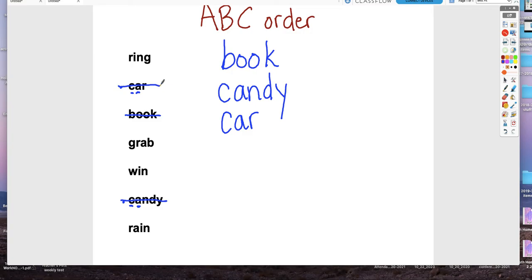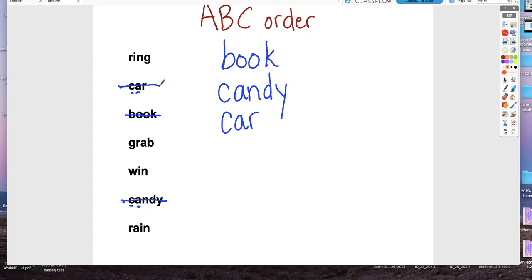Now I have ring, grab, win, and rain left. Which word do we think is going to come next in our list of alphabetical words? Ring, grab, win, or rain? Yeah, Nessa, what do you think, hon? Oh, nice and loud. Can you say it again? R. You think R, one of the words that starts with R, comes next?